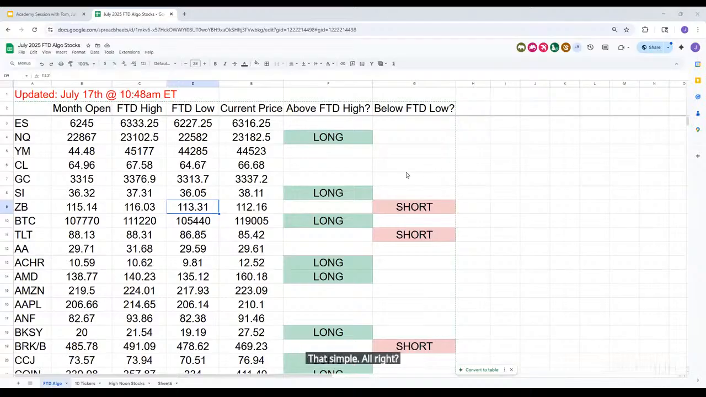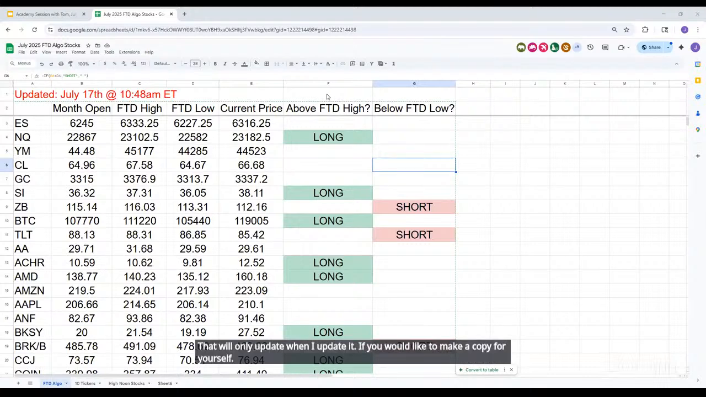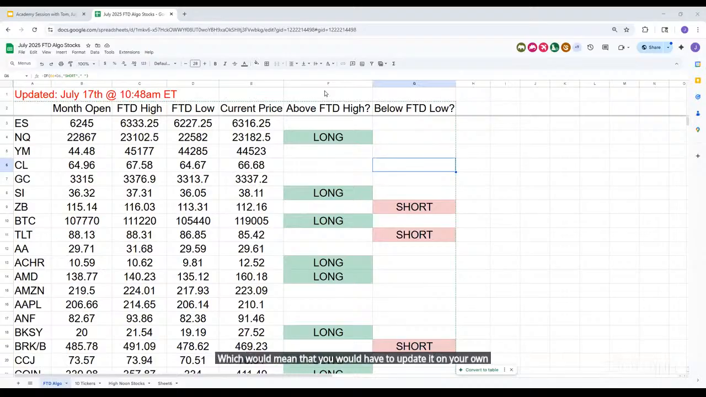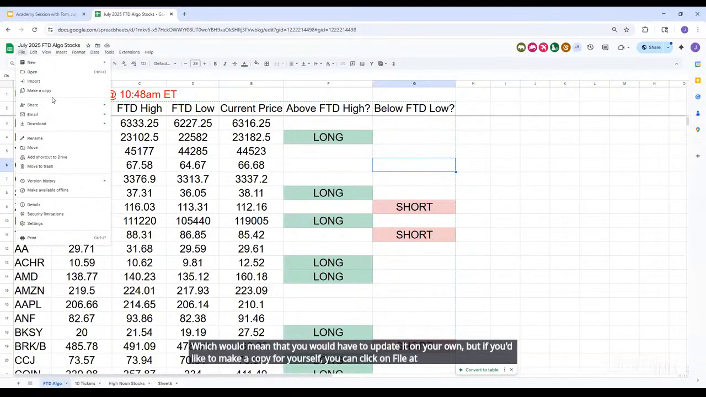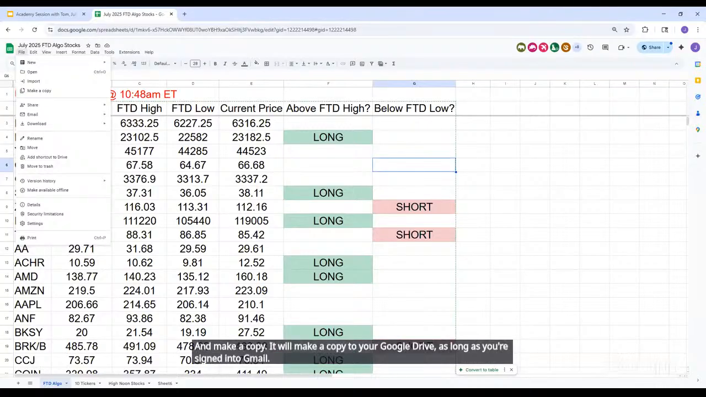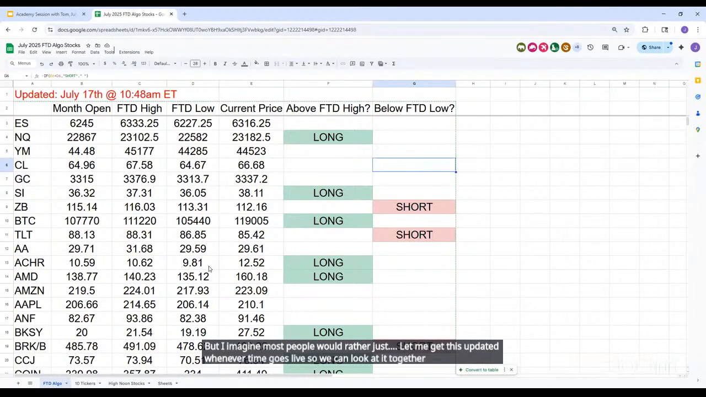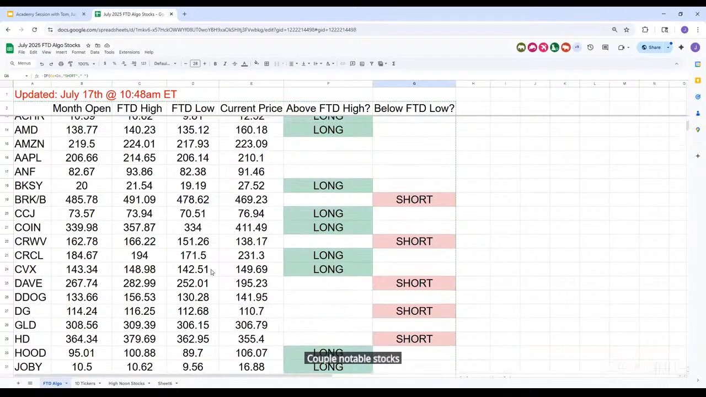All right. Again, this spreadsheet is on slide number 19 of the deck that I posted a moment ago. I'll post it again. It will only update when I update it. If you would like to make a copy for yourself, which would mean that you would have to update it on your own, you can click on File at the top left and make a copy. It will make a copy to your Google Drive as long as you're signed into Gmail. But I'd imagine most people would rather just let me get this updated whenever Tom goes live so we can look at it together.